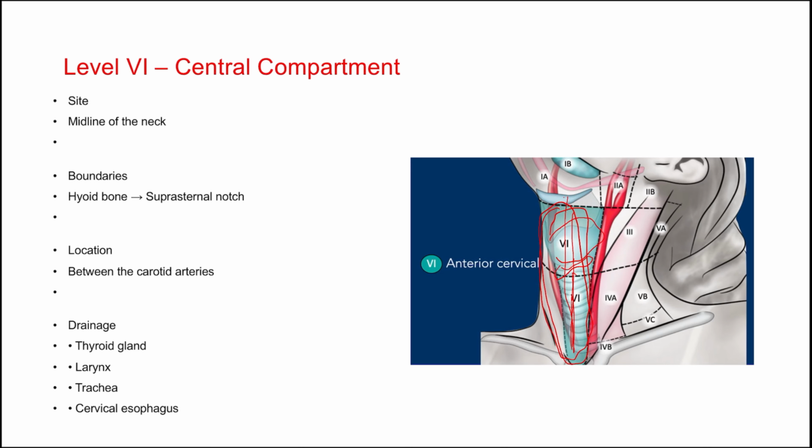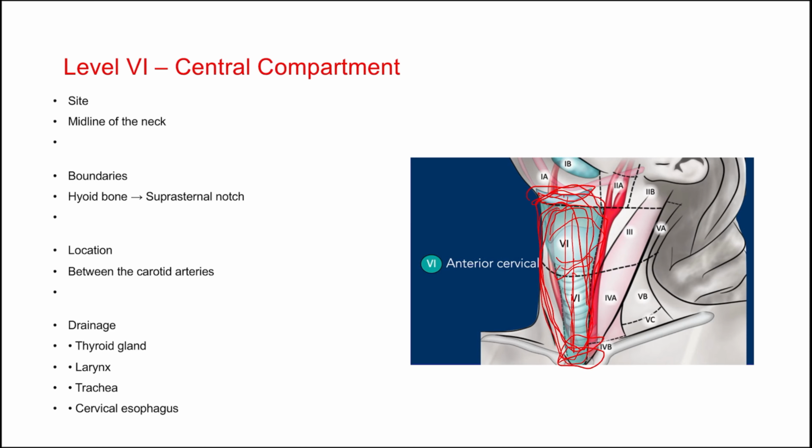Level 6 lymph nodes are located between the two carotid arteries and extend from the hyoid bone above to the suprasternal notch below. So this is the hyoid bone, this is the suprasternal notch, this is the central portion of the neck, and this central portion of the neck contains level 6 lymph nodes.